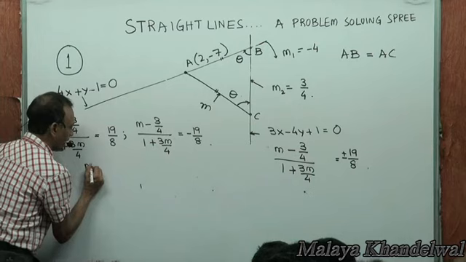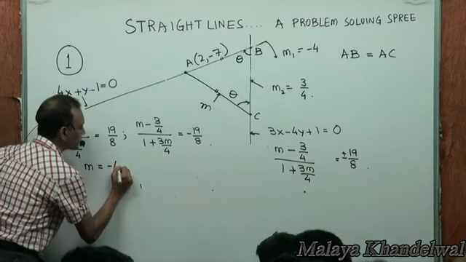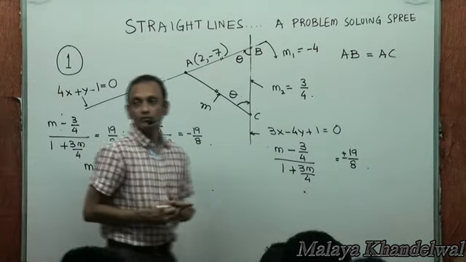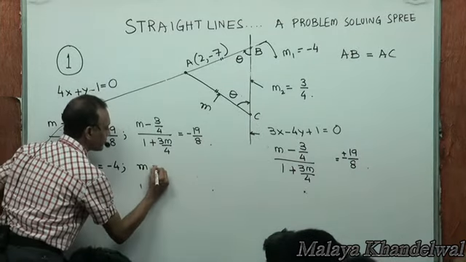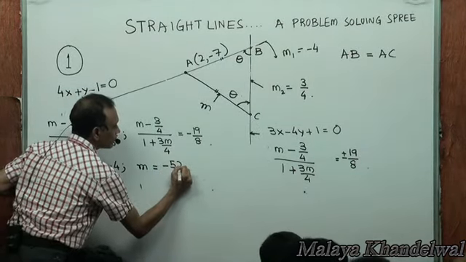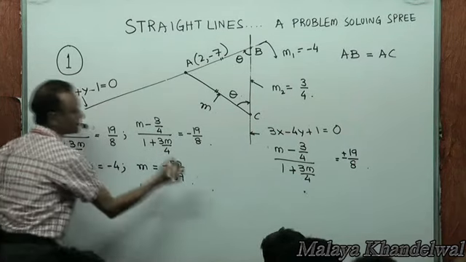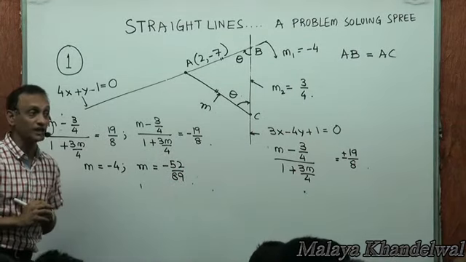One is m equal to minus 4. Between these two, I can guarantee one must be m equal to minus 4. The other value of m is minus? I am assuming what you have done is right. Minus 52 by 89 is the other value.